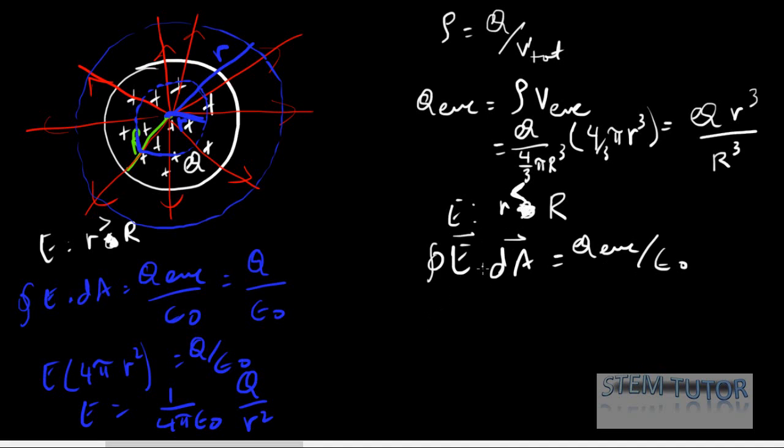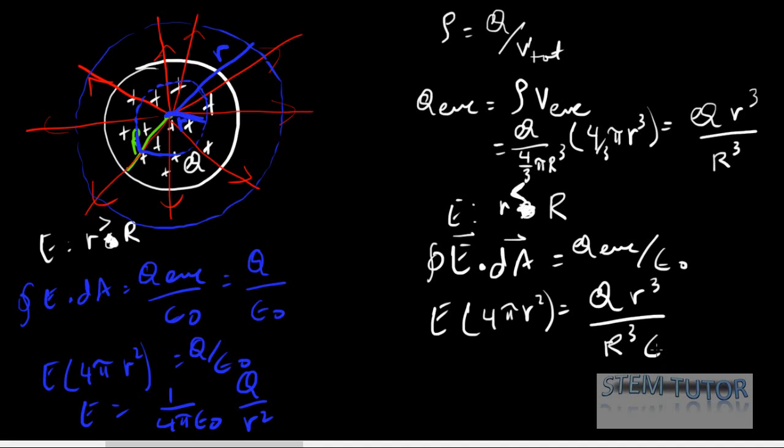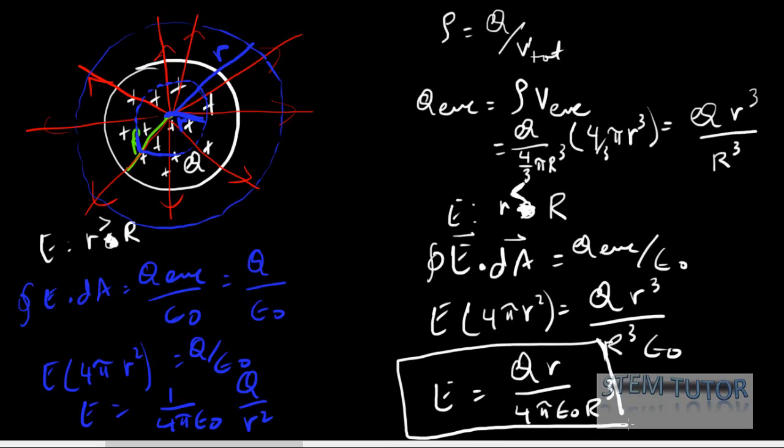So the dot product goes away, E is constant, so it becomes E times 4 pi r squared. Q enclosed we just found, and that was the hardest part of the problem, Q r cubed over capital R cubed, over epsilon naught. So E is equal to Q times r over 4 pi epsilon naught R cubed. So that's the field inside an insulator that is spherical and uniformly charged.